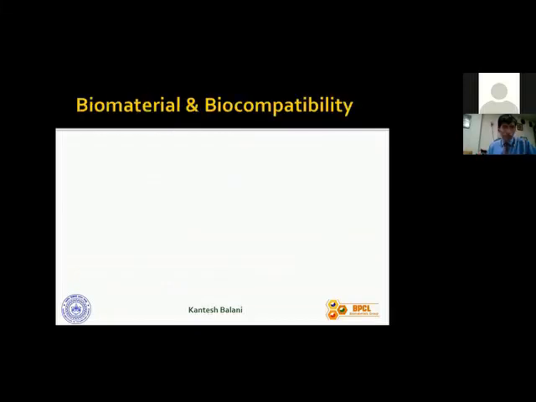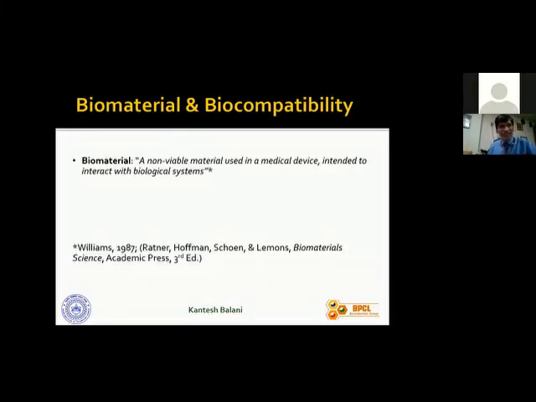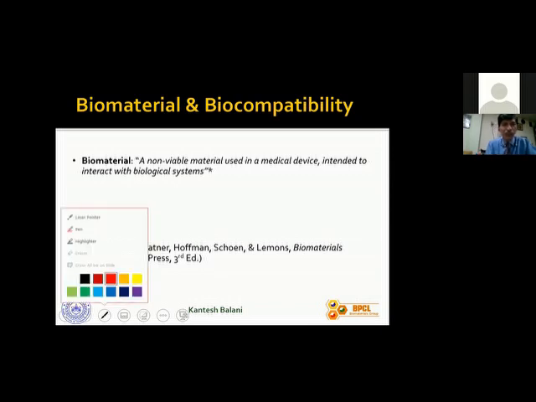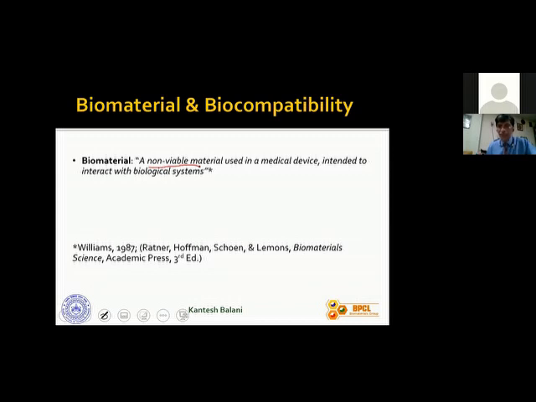Just to define what a biomaterial is: it is defined as a non-viable material. It means it is a non-living material used in a medical device intended to interact with a biological system. But now the terms have become more generic. Instead of non-viable, we have also started working with viable materials, like tissue implants or heart transplants. So they also become a viable material and they are intended to interact with a biological system.